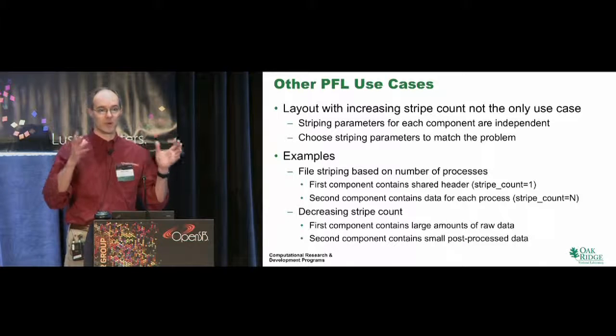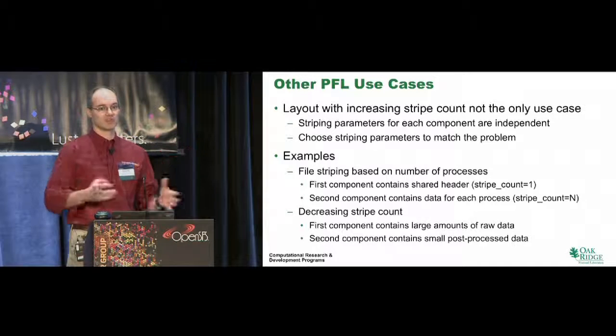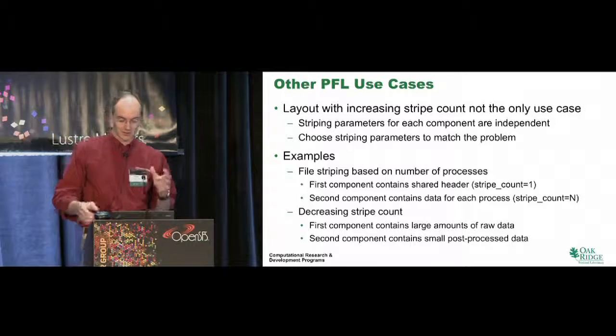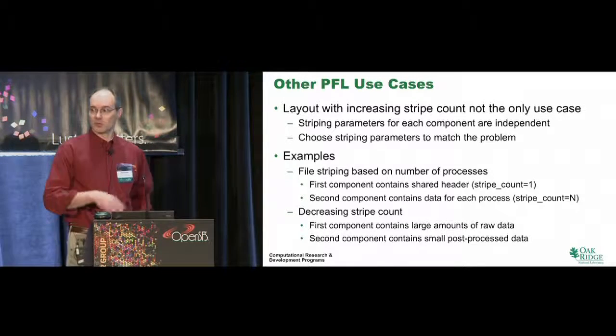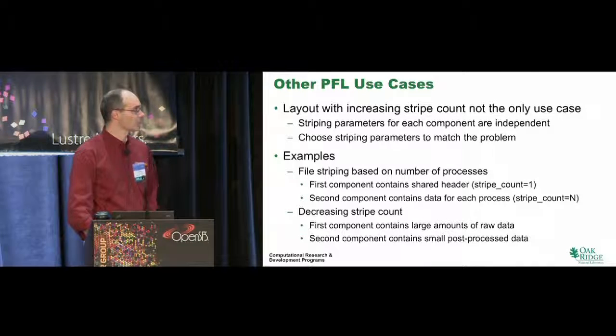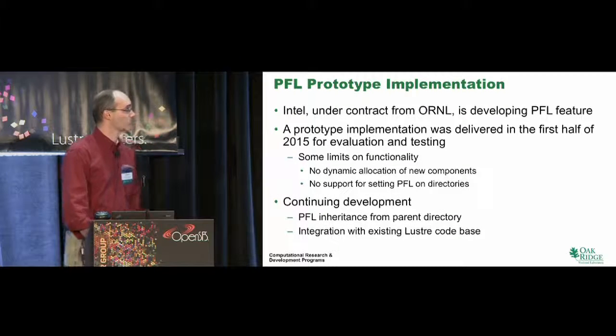Or you might have something where you actually want a decreasing stripe count. You have a component with a large amount of raw data and you somehow post-process it and write the results towards the end of the file. Maybe something similar to how you have the round-robin databases that average out data as you go along. So really, it's very flexible and can be used in lots of different ways.